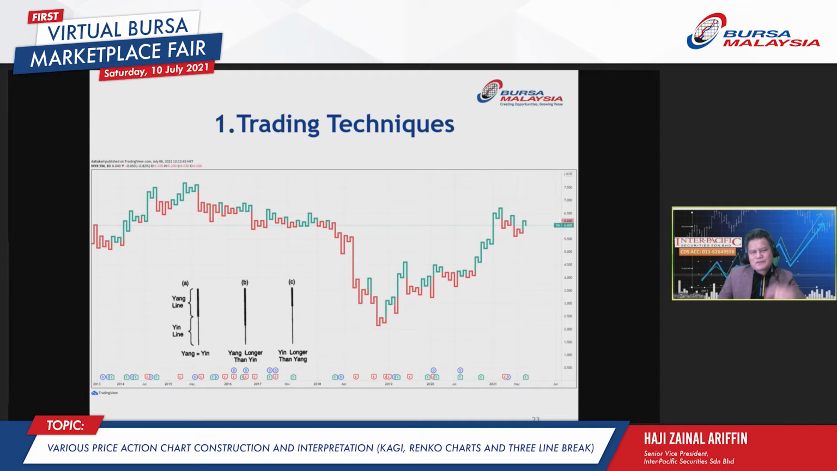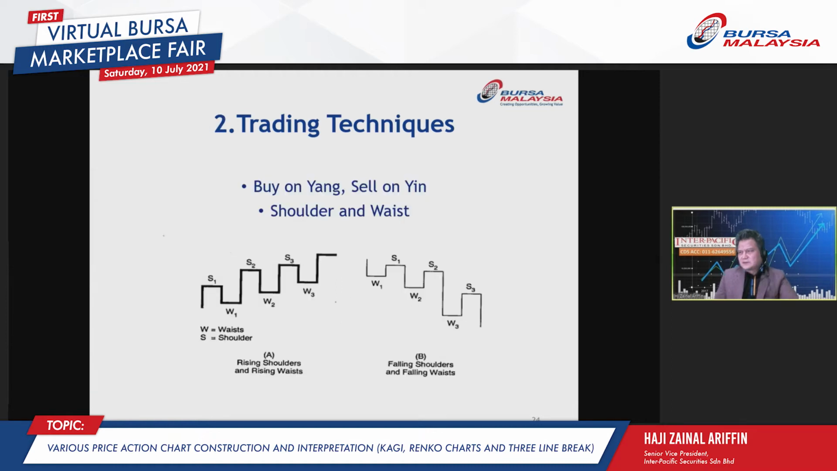There are a few types of yin and yang, because yin and yang will tell you how strong the market is. If the yang is longer, it means the market is strong. If the yin is longer, the market shows weakness. That is one. So how to use it? You buy on yang, sell on yin. So buy on yang, sell on yin.